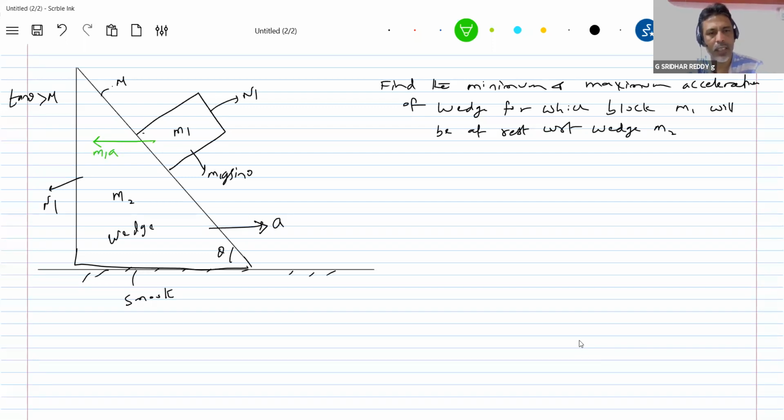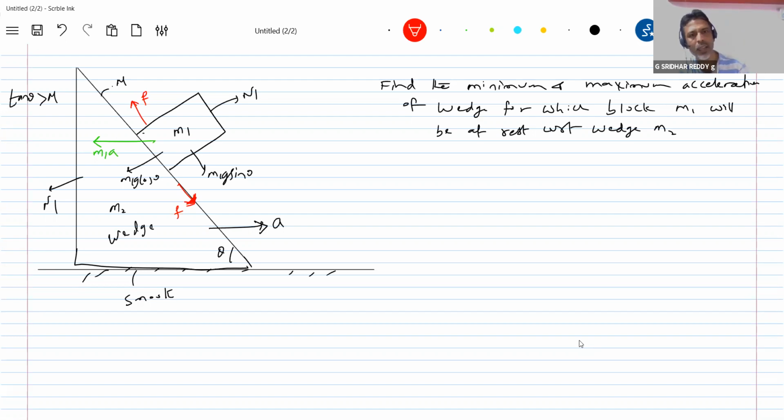This will be m1a. What is the direction of friction that should be acting? Before this, m1g cos theta. The friction should act on the block in this direction. On the wedge, it should be in this direction. I think you have to be careful here. Friction forces will always occur in pairs.